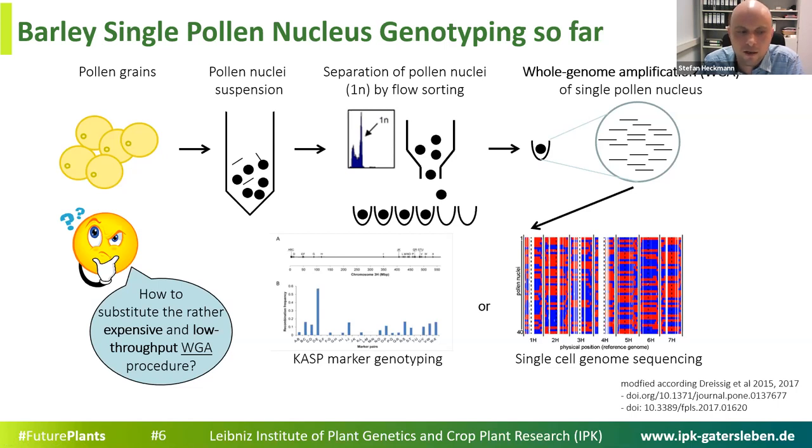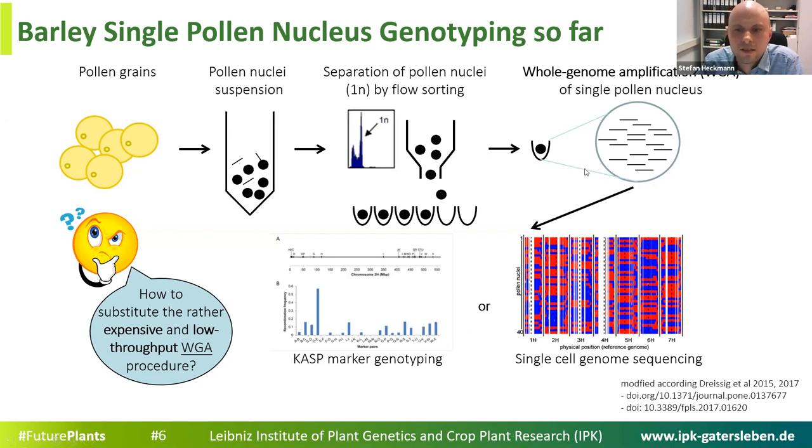This could allow a breeder to check a certain combination and predict how frequently it occurs, in terms of how many plants he would have to grow in the fields. This is all based on isolating pollen grains from plants, then isolating the nuclei out of the pollen grains, and then using a flow cytometer, a FACS machine, to isolate the individual nuclei into individual wells. Due to the very limited DNA content, a whole genome amplification step has always been used to enrich the DNA from every individual haploid pollen nucleus. Then you can use this DNA, for instance, for KASP marker genotyping, to genotype along the chromosomes, or you can even perform single cell genome sequencing.